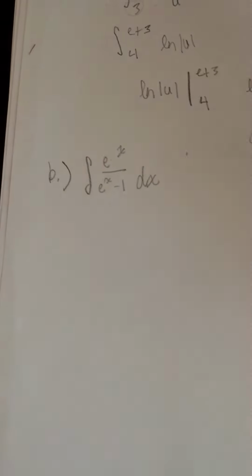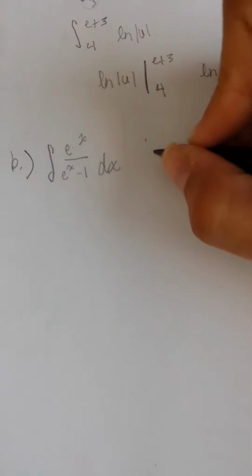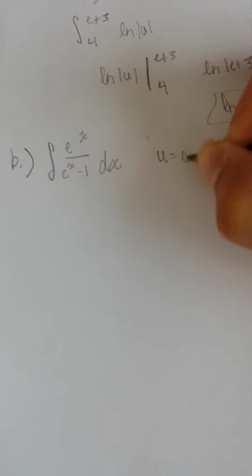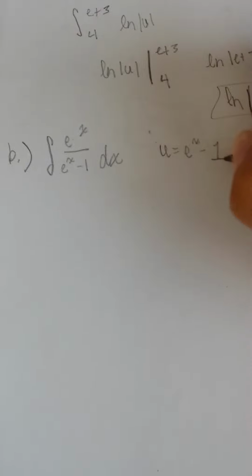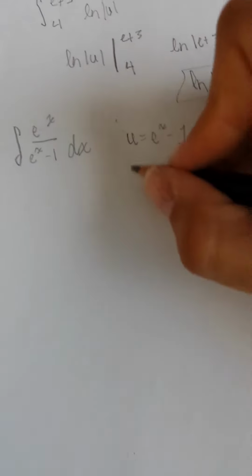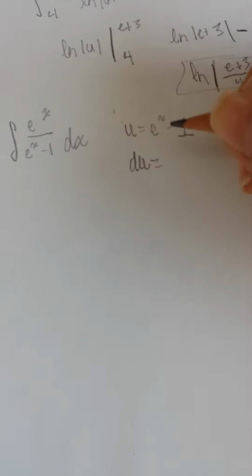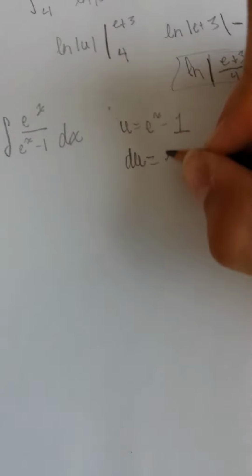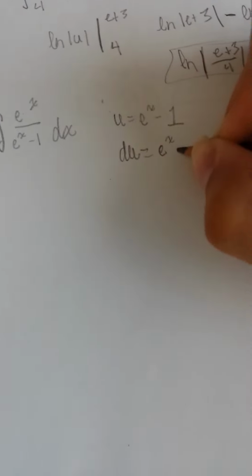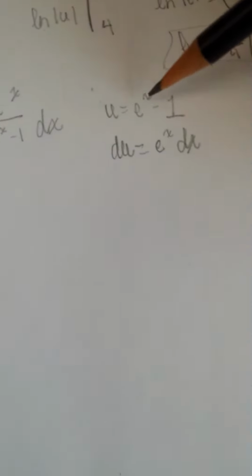Okay, so this is part B of number 1. Again, you have to find the integral of this equation. So I'm going to use substitution again. I'm going to make my u equal to e to the x minus 1, and then take the derivative of that, and then you find that your du is equal to e to the x dx, because it's just e to the x, and then derivative of x is 1.